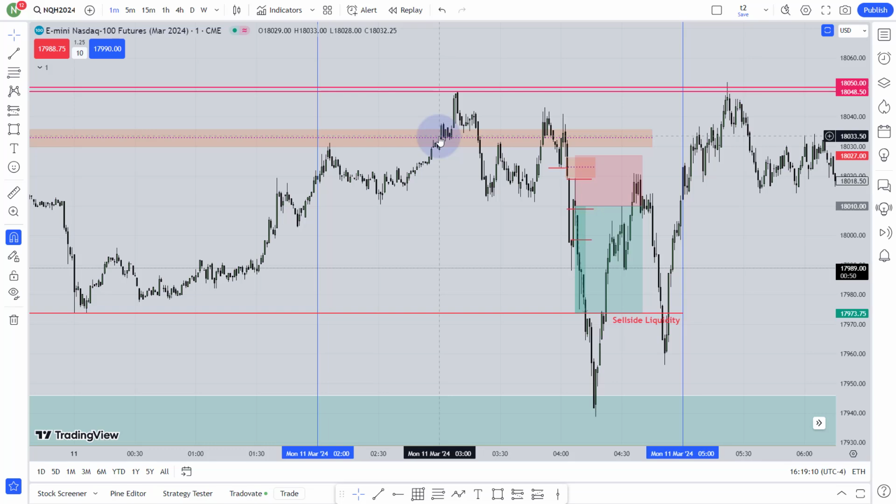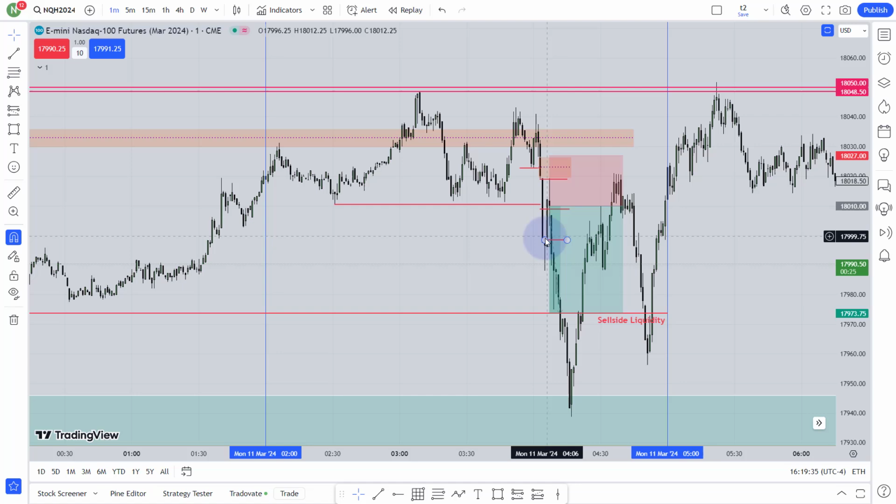Price came here to the 15-minute fair value gap for the first time. I got my market structure shift over here, but there was no immediate reaction. Price came to that fair value gap, but again no immediate reaction. So I don't want to push my button over there. It went lower, making relatively equal lows here. You can see this low and that low, they are relatively equal lows.